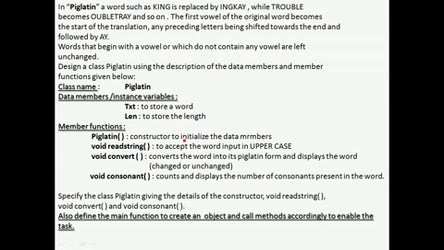Let's see a question. In Pig Latin, a word such as king is replaced by this one, while trouble becomes this one, and so on. The first vowel of the original word becomes the start of the translation, any preceding letters being shifted towards the end and followed by an AY. Words that begin with a vowel or which do not contain a vowel, such as sky, will stay unchanged. Okay, so our program starts from here.